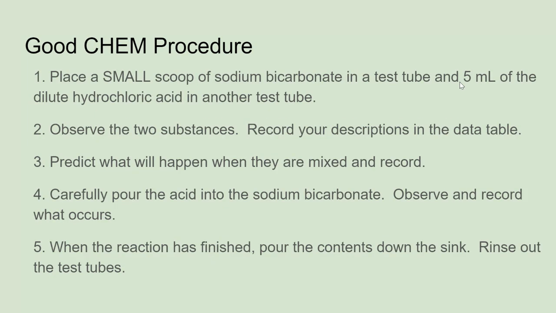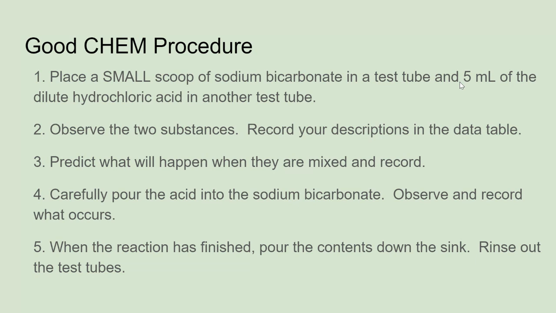A better chemistry procedure, well, you might want to also include the materials that you'll be using, but here's a better example of how the actual procedure is written. Place a small scoop of sodium bicarbonate in the test tube and 5 milliliters of dilute hydrochloric acid in another test tube. There you have more details about how much and what kind of material you're using.